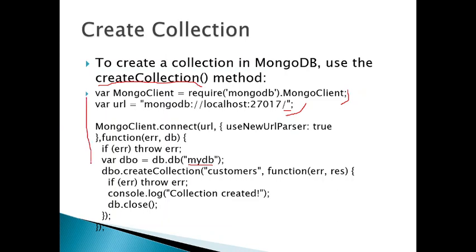Now we have connected the database from here. This is the same code as we have seen in the last slide. The same concept, the same code will be replicated. After that, what we are doing is using this object dot createCollection and providing the name of the collection. And after providing the name of the collection, we are adding the callback with it. In this case, if there is an error, it will throw the error. The else part means the collection has been created. So to create a collection, you just need to run a query, db.createCollection.